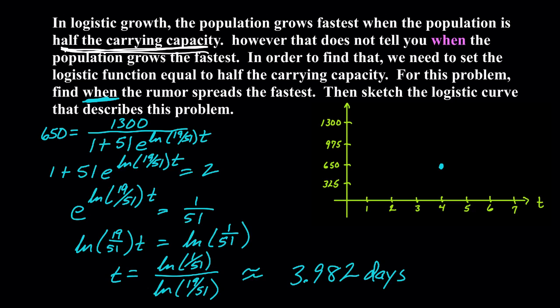And we started at 25, which would be down here somewhere. And so we can think of our curve being concave up until that point. 1,300 is our carrying capacity, so we are concave down from that point forward. And that would be a sketch of our logistic growth curve.